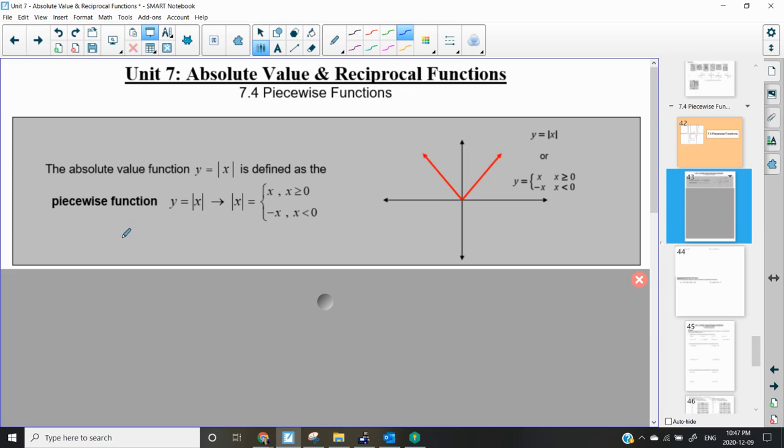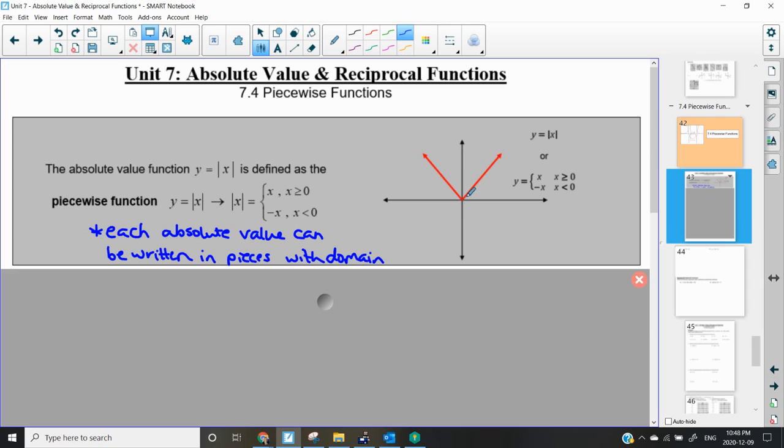So when we're talking about absolute value functions, each absolute value can be written in pieces with a domain. Now, specifically, y equals the absolute value of x is a function that's made up of two linear functions.